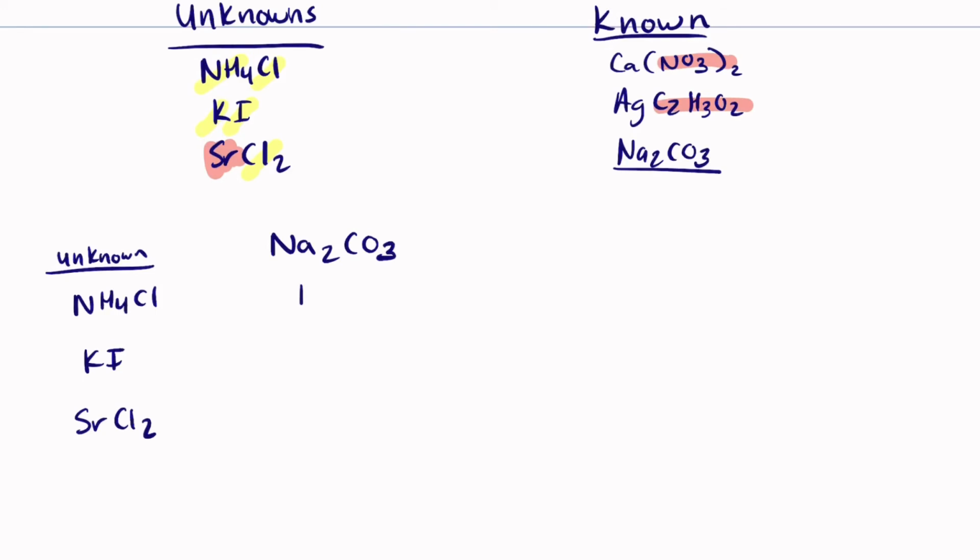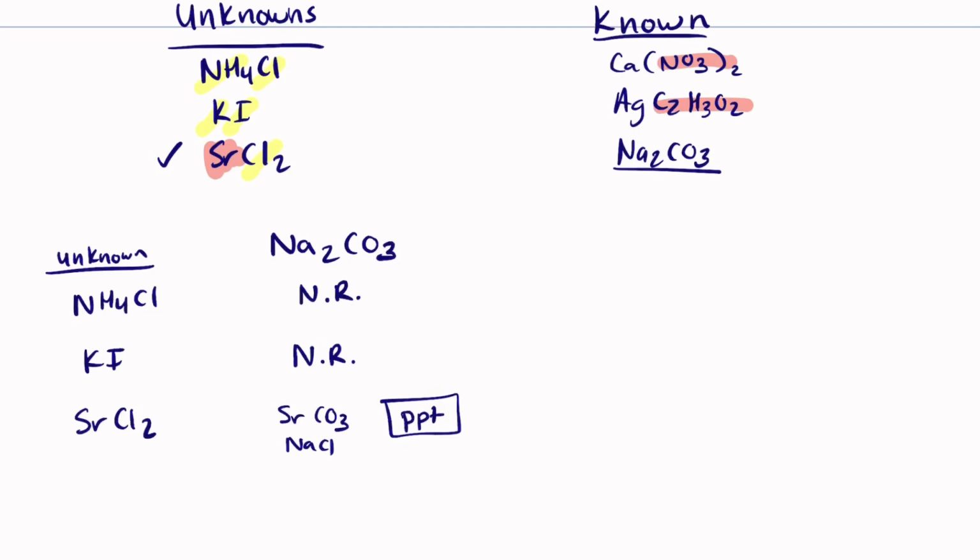Here, we're going to get no reaction. Here, we're going to get no reaction. And then here, we're going to get strontium carbonate and sodium chloride. And we know that this is going to be a precipitate. And so that has given us an identifying factor for strontium chloride.